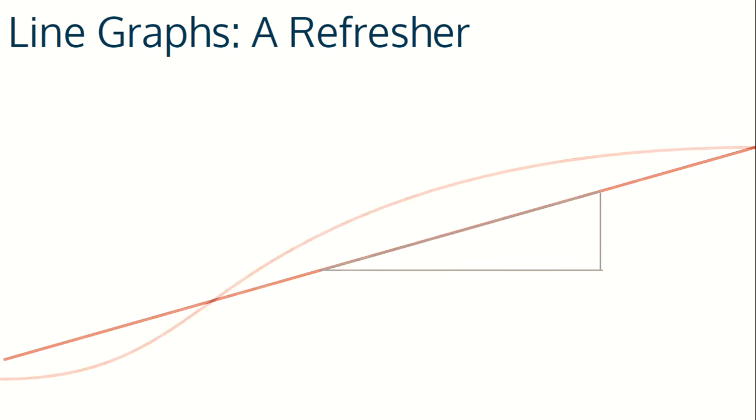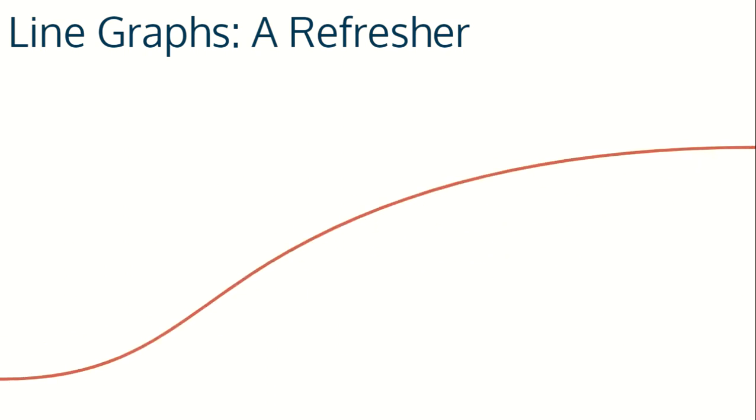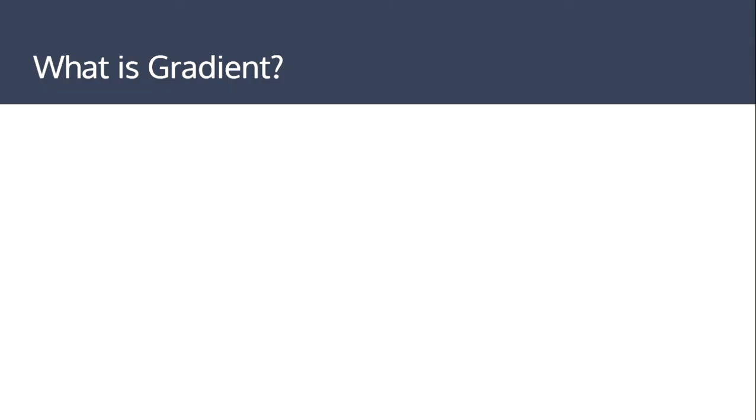But what if the line isn't straight? Well, that's where it gets more complicated. When a line is curved, the amount that it goes up by changes. So we can't work out a gradient for the entire line. So, what can we do instead? Well, first, let's think about what the gradient actually is.